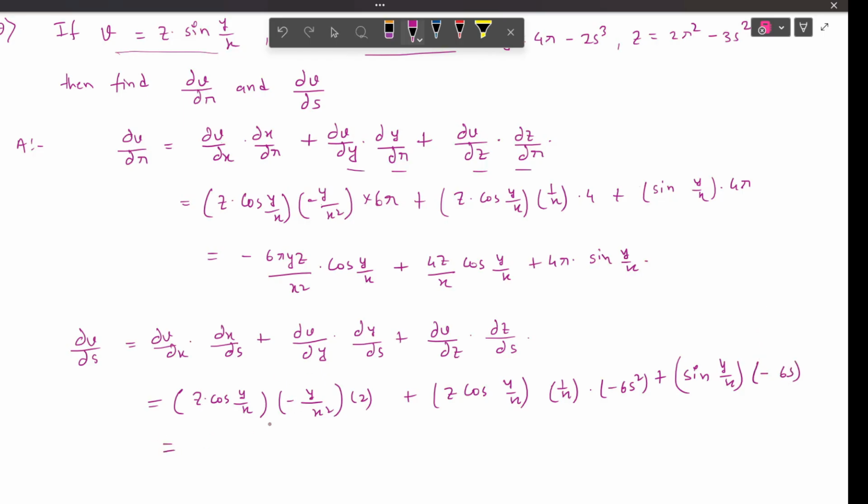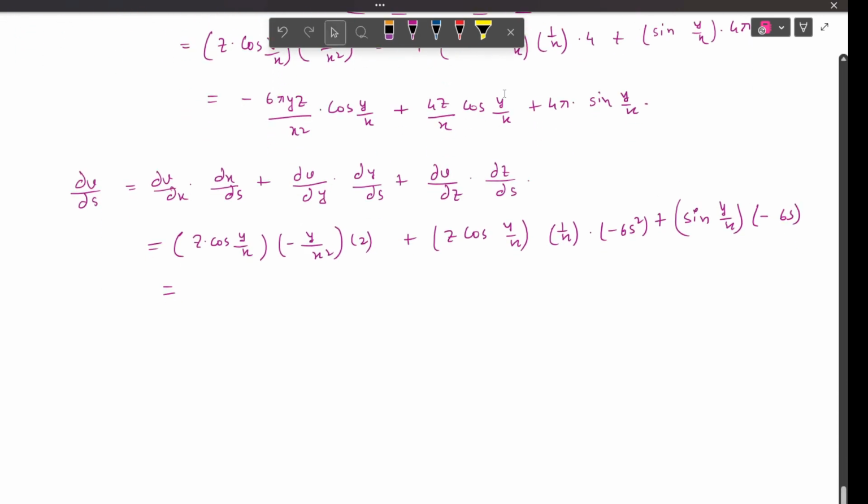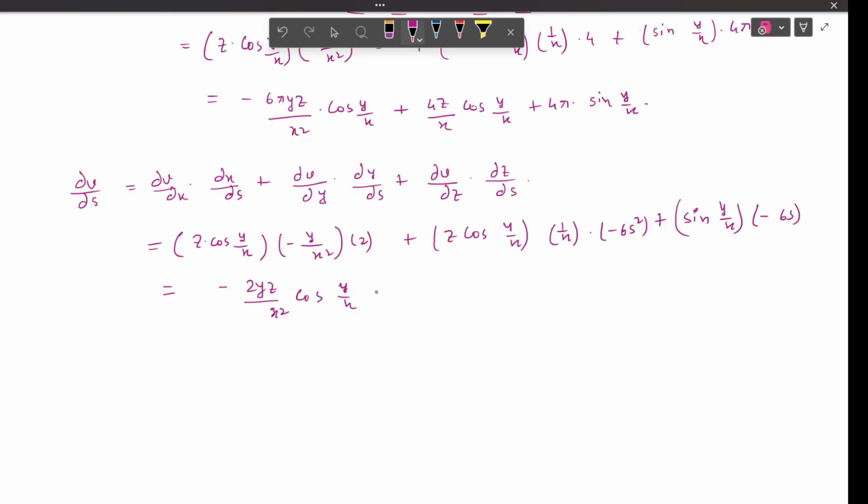Okay, and if we simplify, it will be minus 2yz upon x square cos of y by x minus 6s square z upon x cos of y by x minus 6s sine of y by x. Okay, that's how you have to calculate.